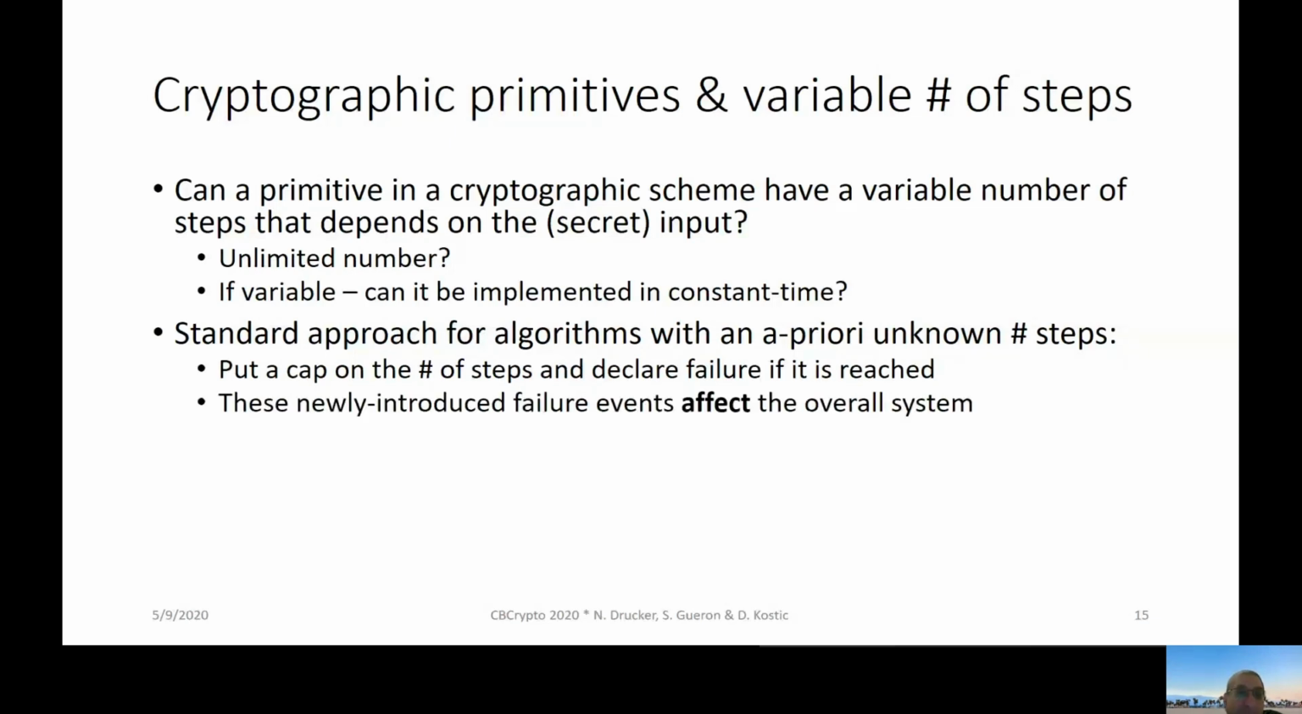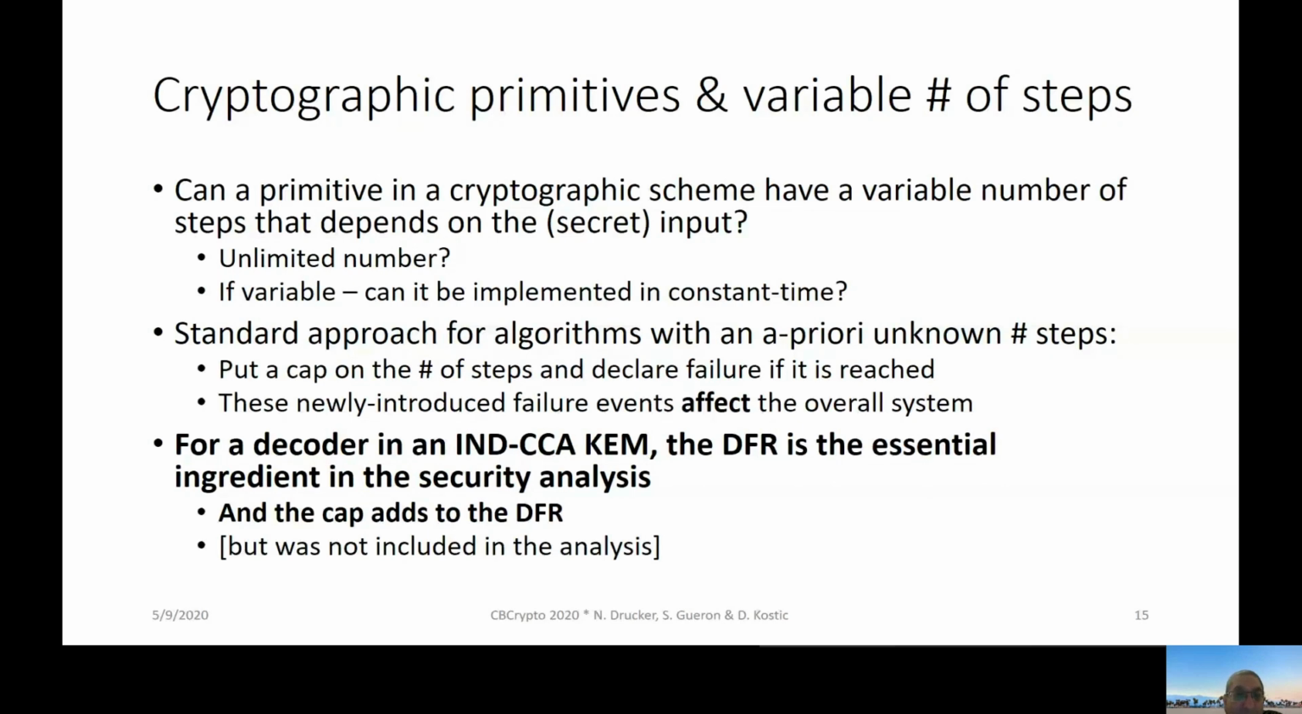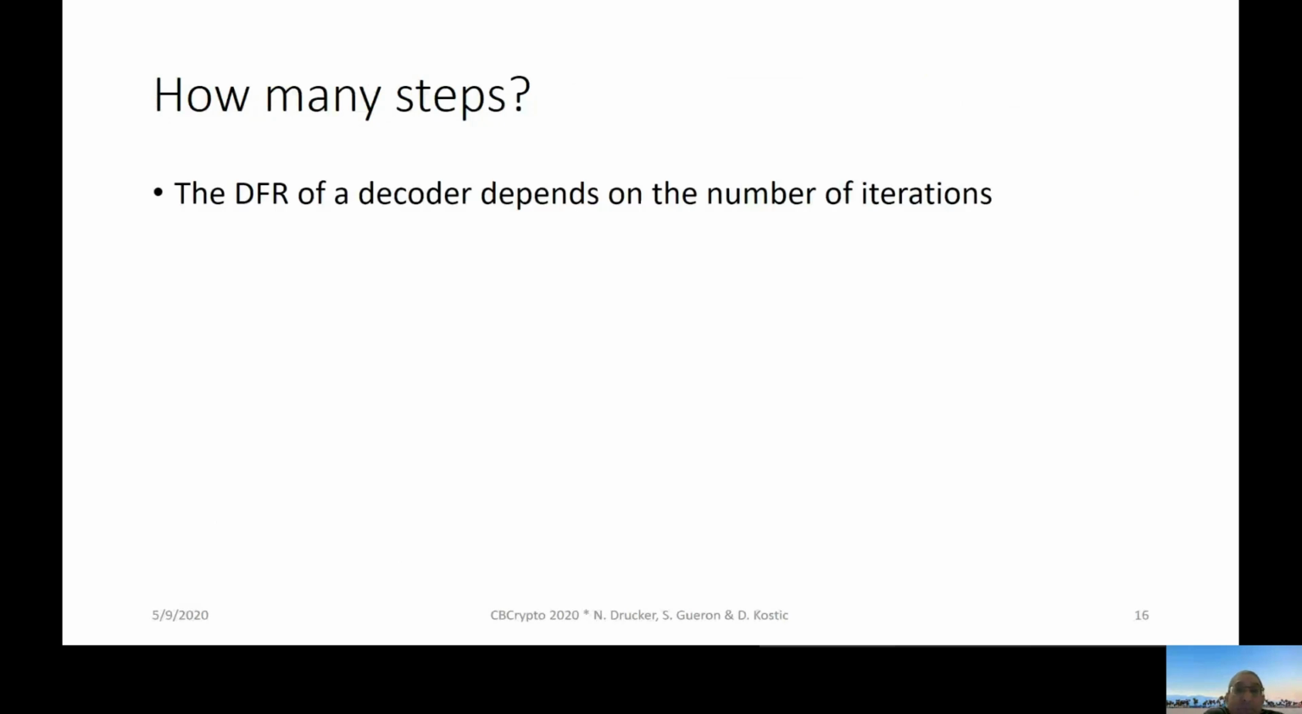But this introduces new failure events, and these affect the overall system. But for a decoder in an IND-CCA KEM, the DFR is actually the essential ingredient in the security analysis. So adding a cap on an algorithm that a priori doesn't have a limit on the number of steps actually changes the DFR. And this was not included in the analysis. So there is a basic problem of an algorithm that doesn't have a specified number of steps. So how many steps actually?